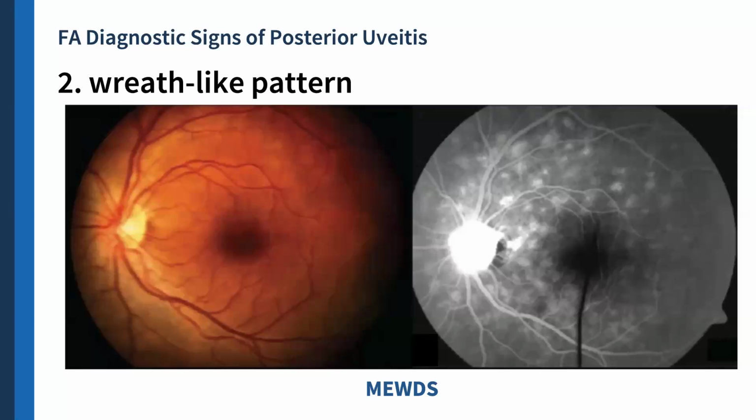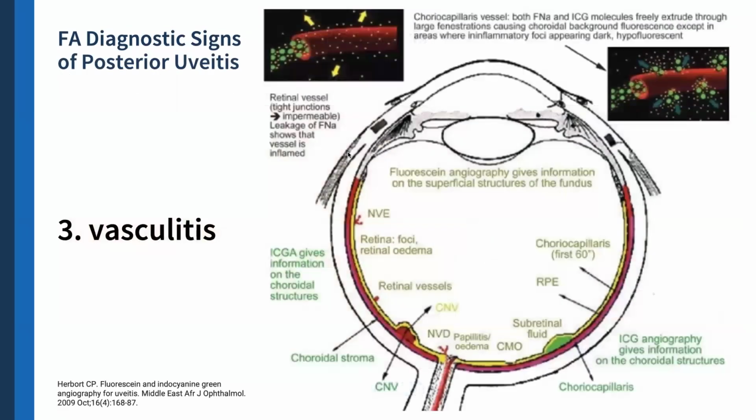And if you see this pattern, and the pattern is very particular, it's a wreath pattern, parang pabilog siya around the macula. That's pathognomonic for MEWDS. And I think yun lang yung uveitic entity that has a pathognomonic disease appearance on FA. Right?